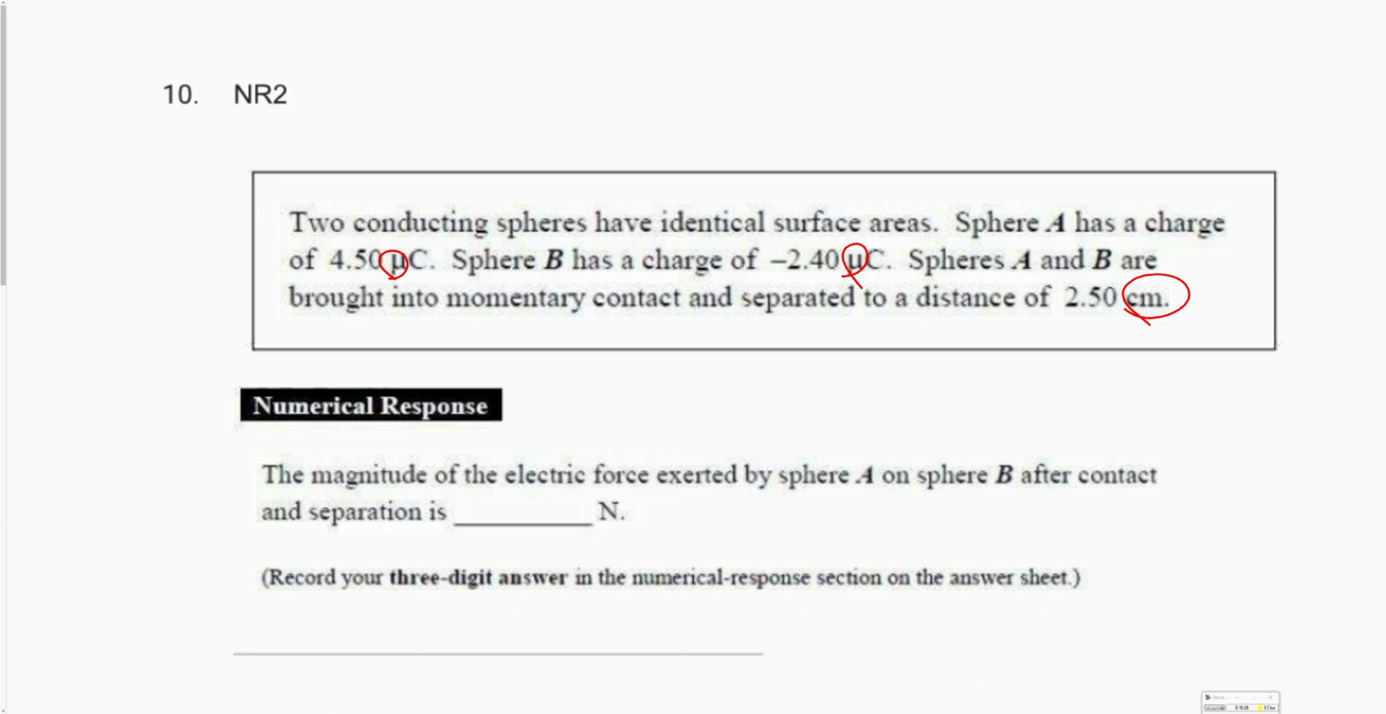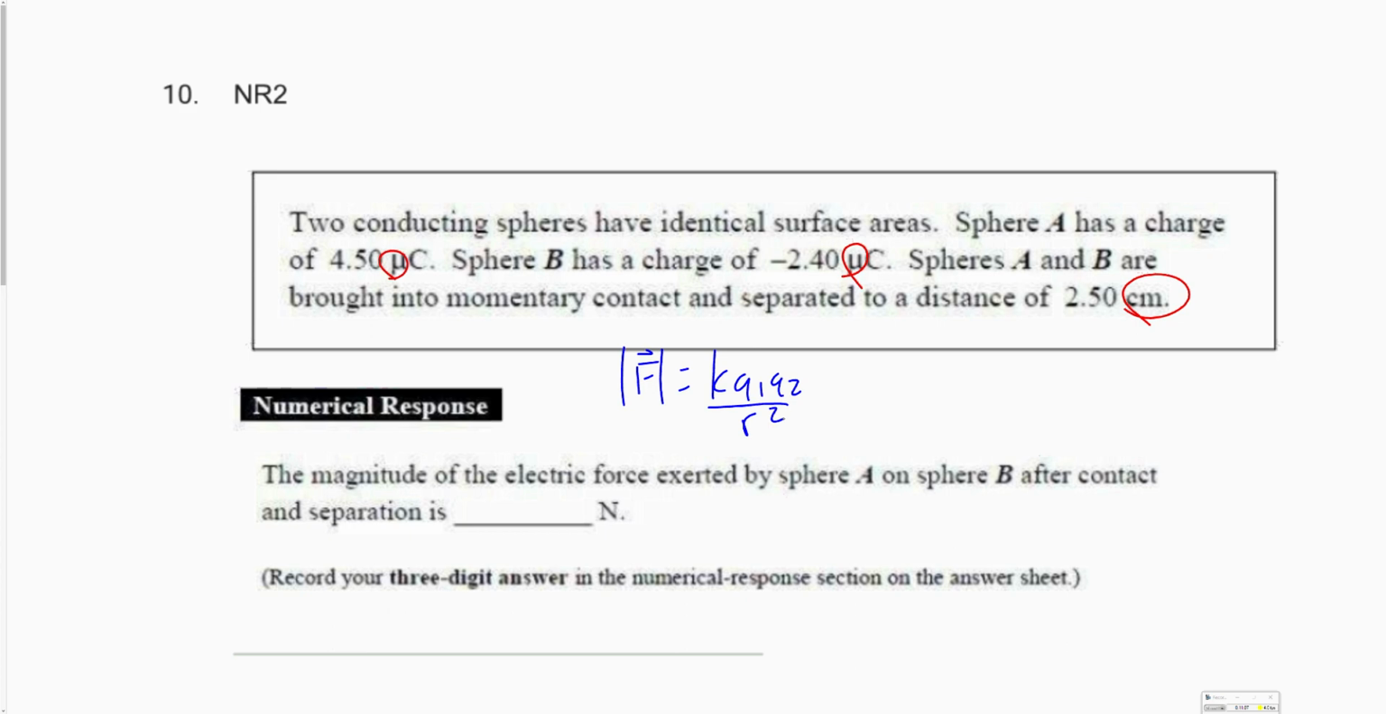Be careful here. This is not insanely hard, but there are two steps to this. We can't just say F is equal to, well, we can say kQ1Q2 over r squared. That's correct. But the charges are not 4.5 and negative 2.4. Right? What are the charges? Nope, not 4.5 times 10 to the minus 6. We have to add them up and divide by 2, because it says they're brought into momentary contact. So when they're brought into contact, they balance. Two identical conducting spheres here. When they're brought into contact, they balance.